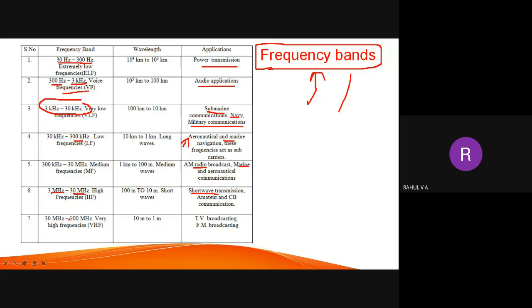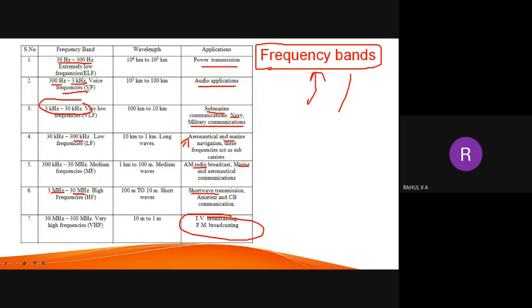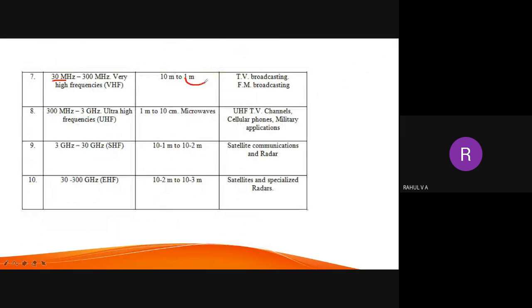30 megahertz to 300 megahertz is for TV broadcasting and FM broadcasting. Okay, TV broadcasting and FM broadcasting. Then 300 megahertz to 3 gigahertz, ultra high frequency. That is for ultra high frequency TV channel, mobile phones, and military application.